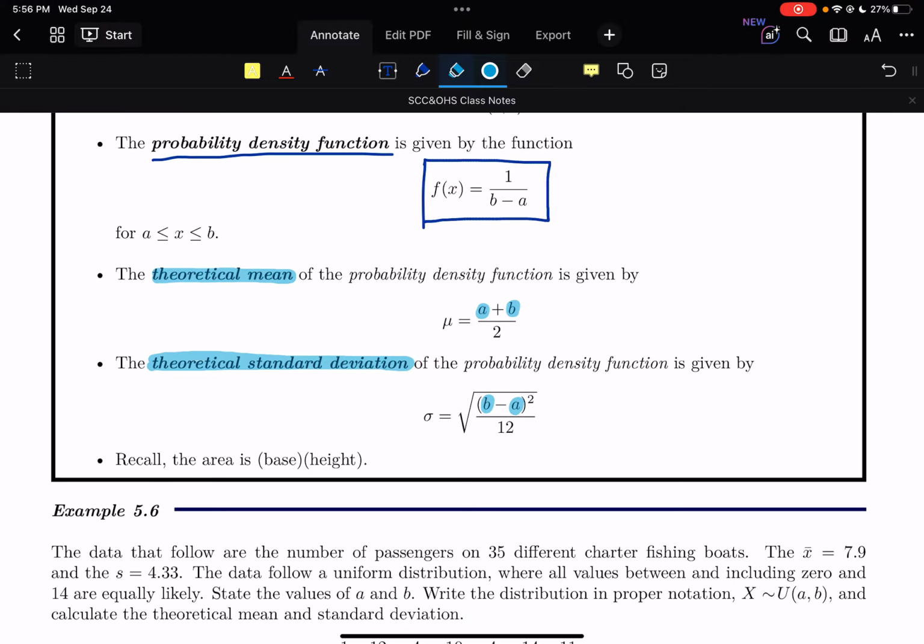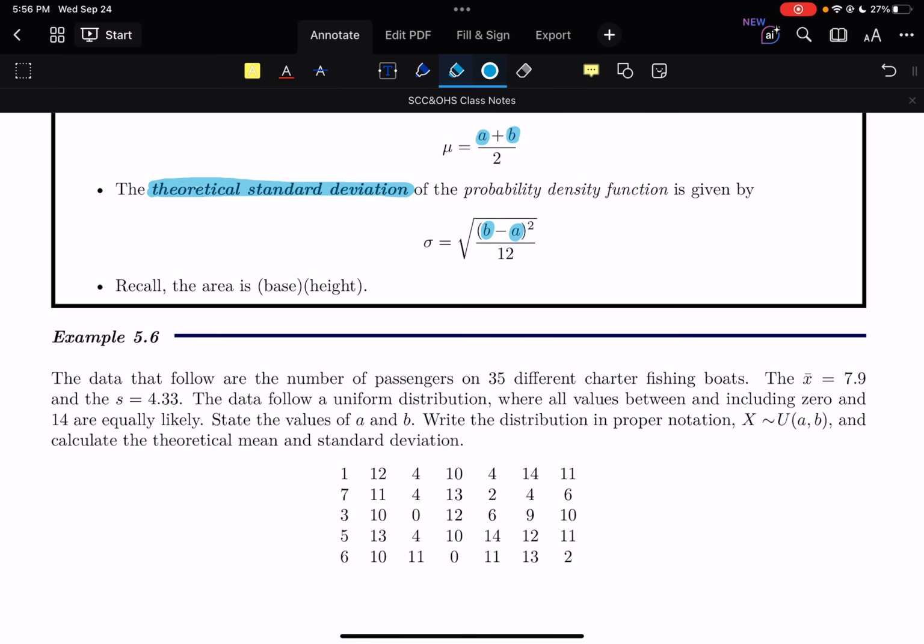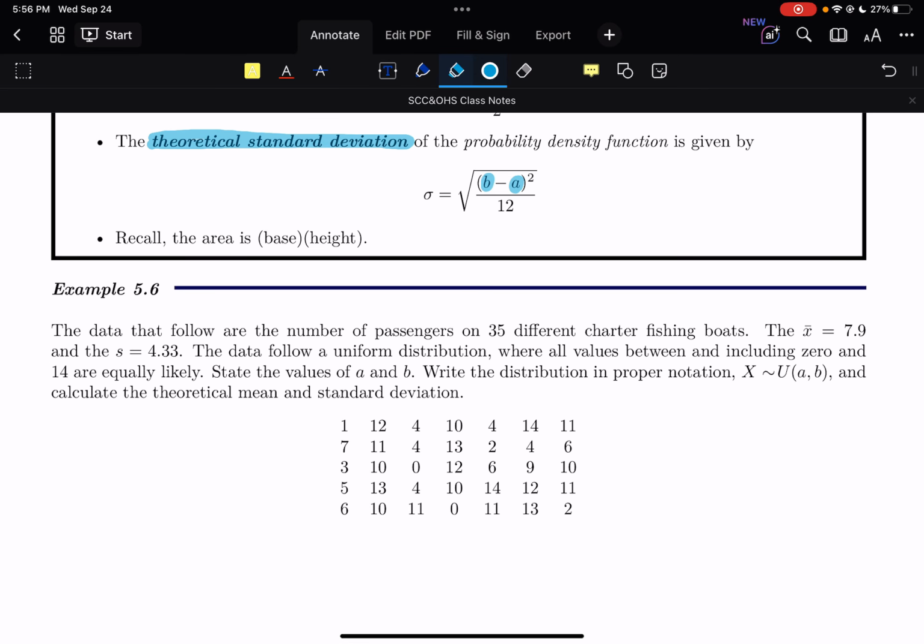Okay, so like for this example down here, the data that follow are the number of passengers on 35 different charter fishing boats. So the x bar is 7.9, the s is 4.33. So that's the mean and standard deviation for this data set, for this sample. The data follows a uniform distribution where all values between and including 0 and 14 are equally likely. We're going to state the values of A and B, write the distribution in its notation, and calculate the theoretical mean and standard deviation.